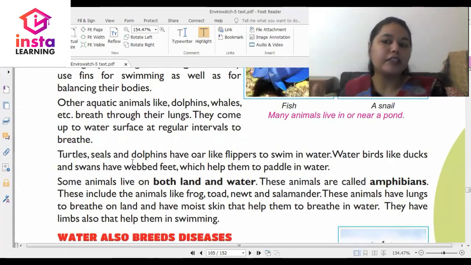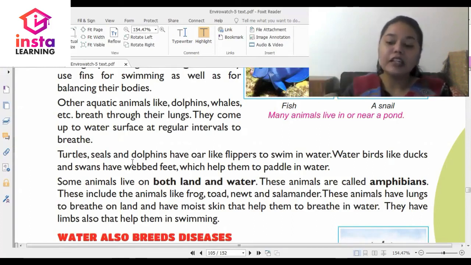I'm sure you might have seen this if you've ever been on a yacht or a boat ride, you might have seen dolphins coming out of water. They just take out some portion of their mouth out of water so that they can breathe. Turtles, seals, and dolphins have oar-like flippers to swim in water. Water birds like ducks and swans have webbed feet, which help them to paddle in water.